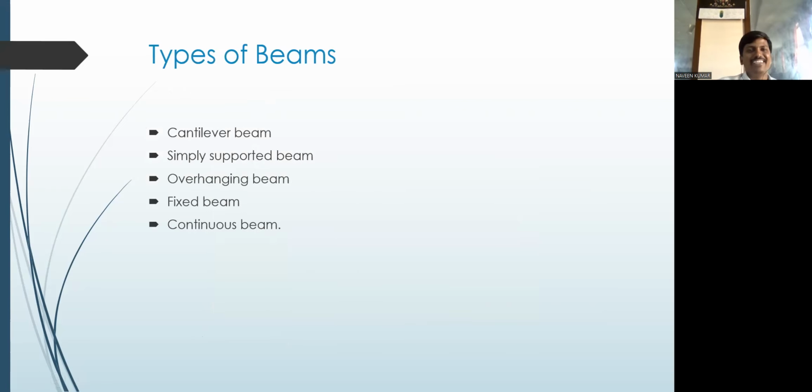The next topic is types of beams. The beams are classified into 5 types. The first one is cantilever beam. The second one is simply supported beam. The third one is overhanging beam. The fourth one is fixed beam. The last one is continuous beam. So one by one we will discuss now.